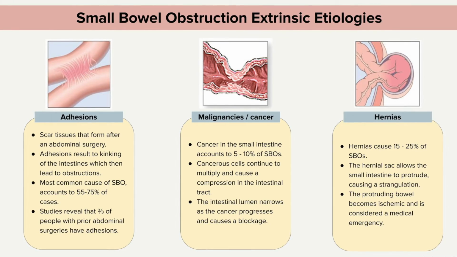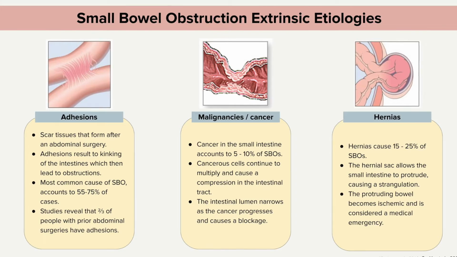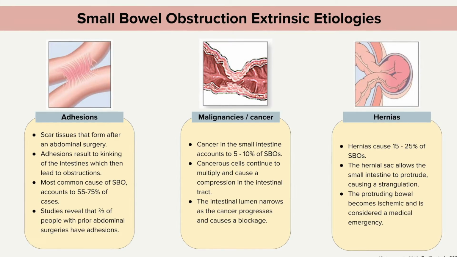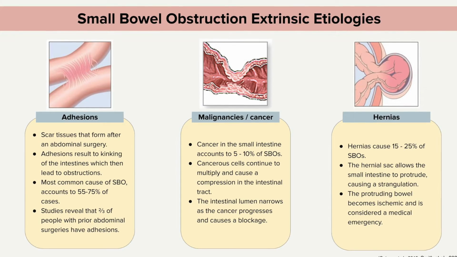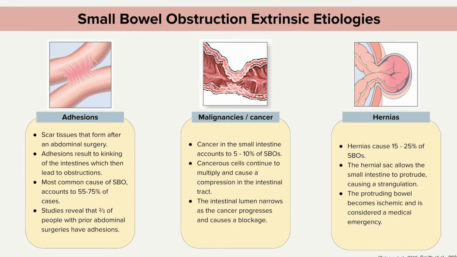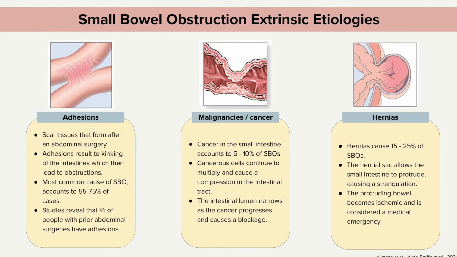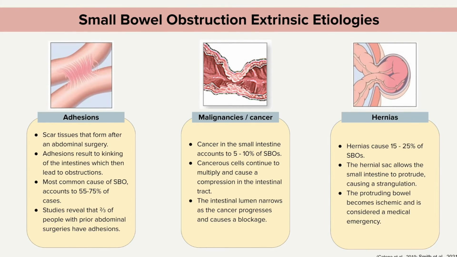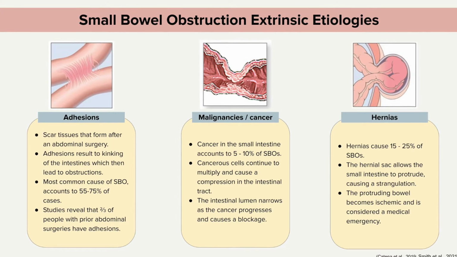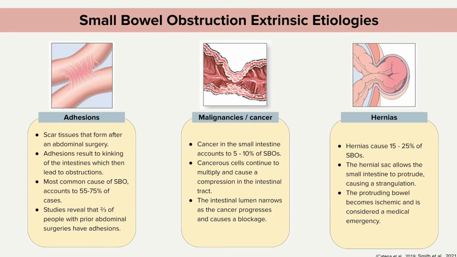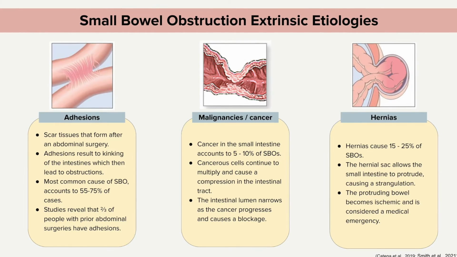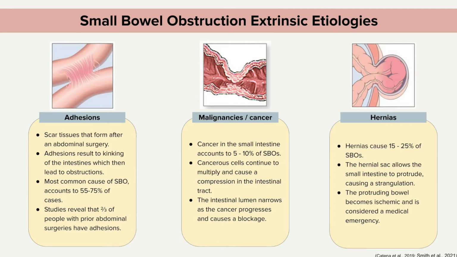The first one is adhesions, cancers, and hernias. Adhesions are the most common and occur as complications from prior abdominal surgery. So the more abdominal surgeries you get, the more adhesions you form. Usually they form after surgery as a scar tissue. They form inside the peritoneal cavity and may cause the intestines to kink and cause the obstruction.